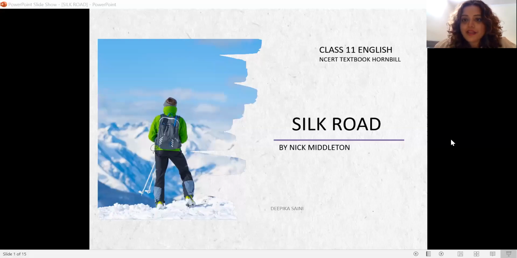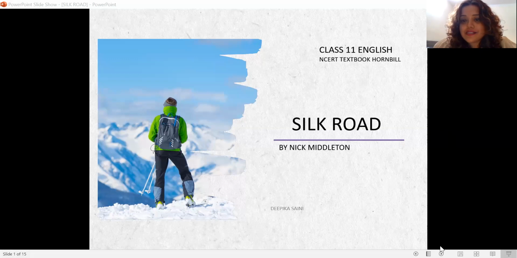So let's start. Now, this is the chapter by Nick Middleton. You know what he's famous for? He's a very famous geographer. He has traveled the most extreme of temperatures, the most extreme of conditions, and he is an environmental scientist. So let's see how his journey was regarding a travel to Mount Kailash.